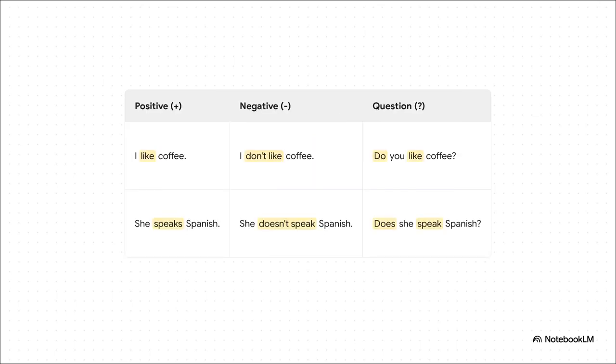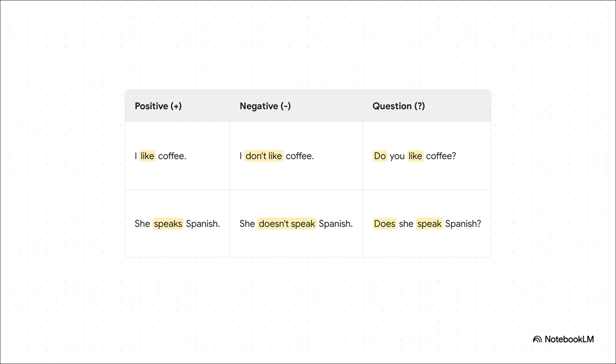So, what about making negatives and questions with these action verbs? Well, we can't just add not this time. We need a special helper word, the verb do. Take a look at that top row. For I, you, we, and they, we use do or don't. Do you like coffee? Simple enough.